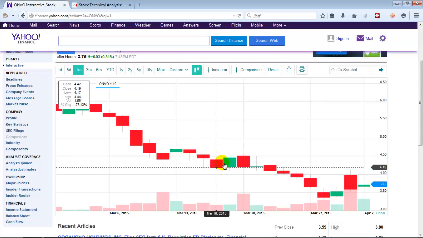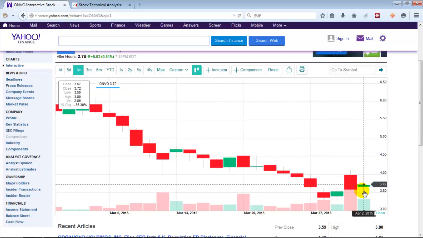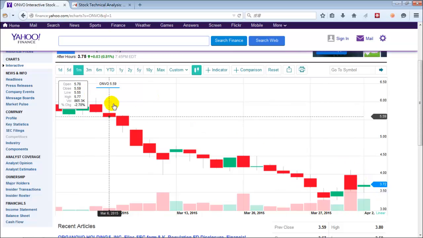This is not a pattern. But suddenly, we do have a pattern that says, well, a bullish reversal could be coming. So now would be the time to get in on this, even though it is bearish in the long term.